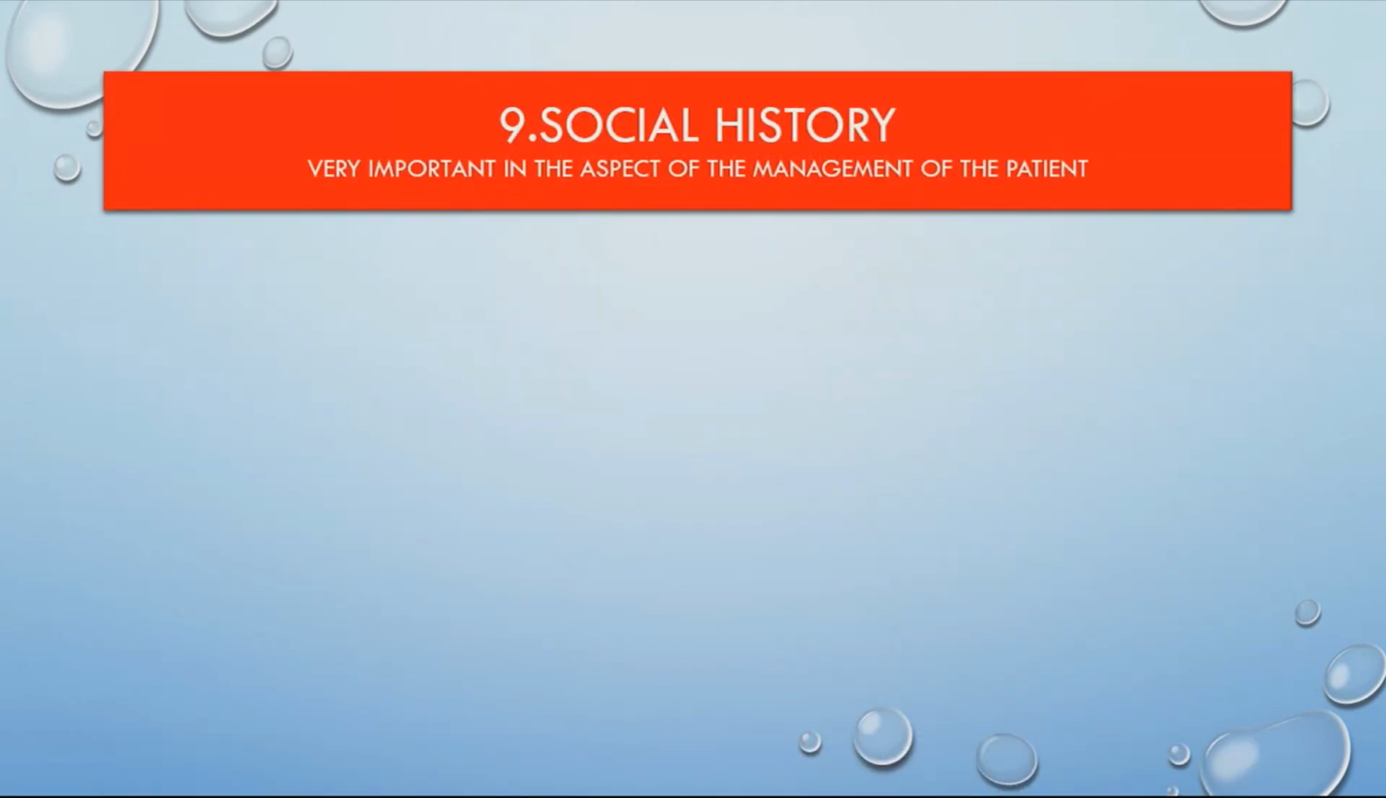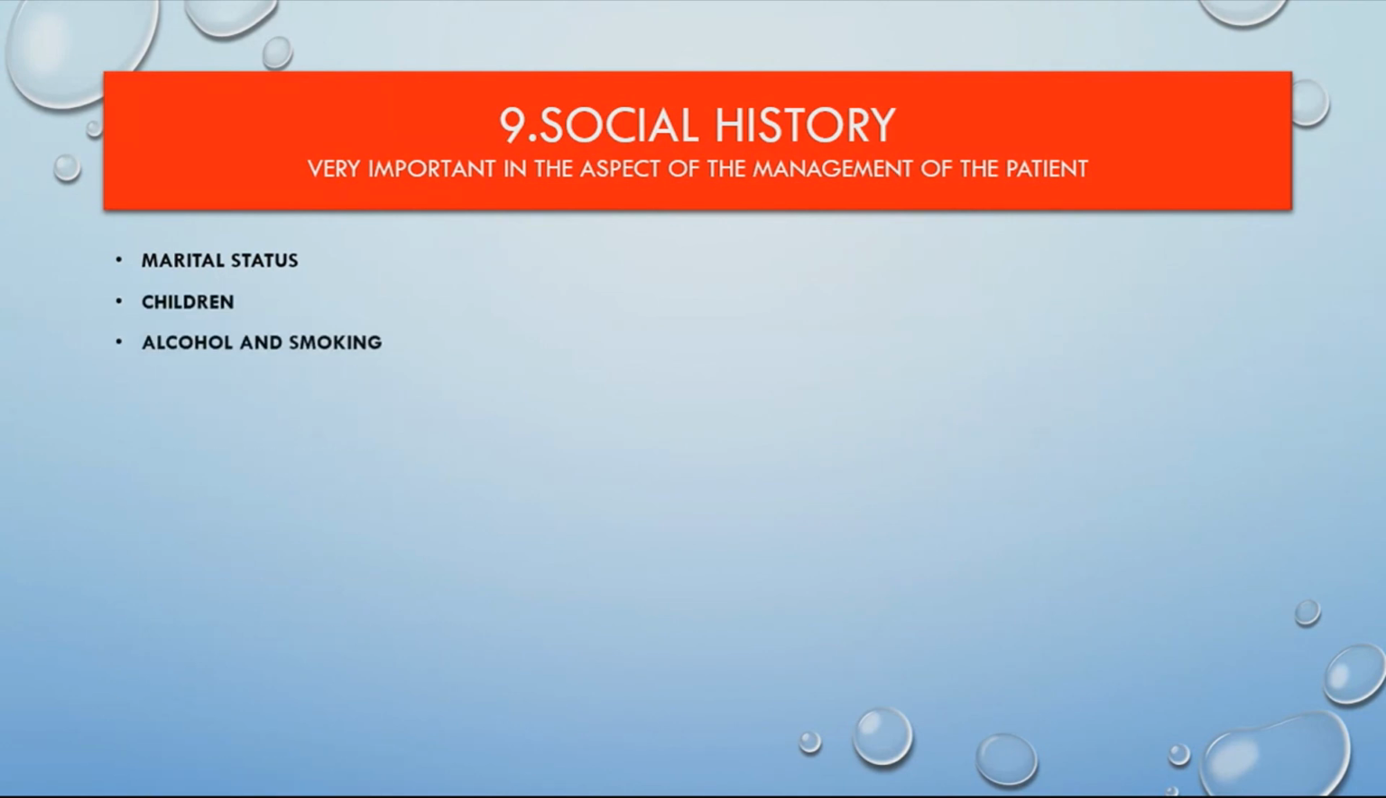Next one is social history. That's very important in the management of the patient and also follow-up. First, we can ask marital status, because if a woman is affected, it's very difficult to maintain the family and take care of the children. Same as the man, he has to earn money and give money to the family, so then only they can survive. So marital status is important.